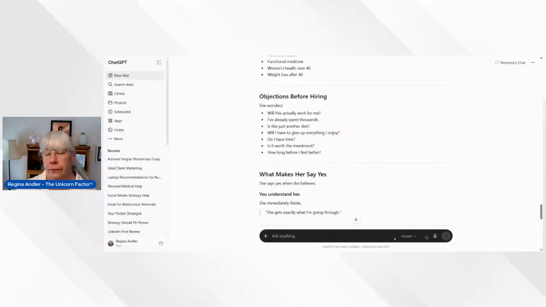Will this actually work for me? You know, everything else I've done so far has failed. Why is working with you going to make this work? I've already spent thousands of dollars on this, and I'm just getting tired of throwing money out the window. Is this just another diet? Will I have to give up everything I enjoy? Do I have time? Is it worth the investment? How long before I feel better?